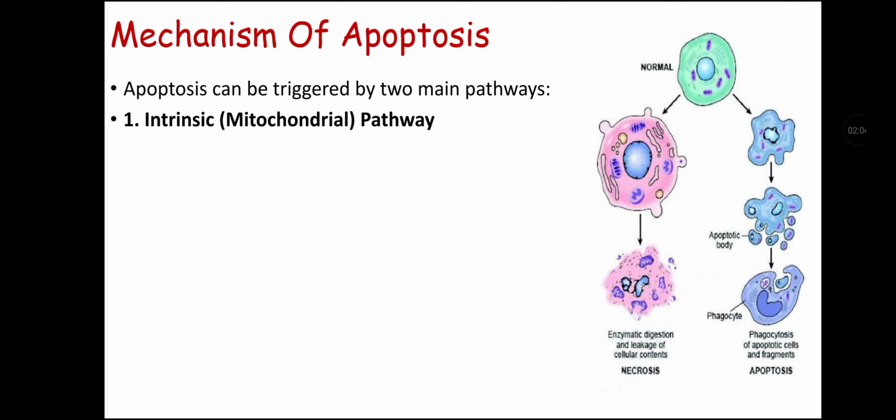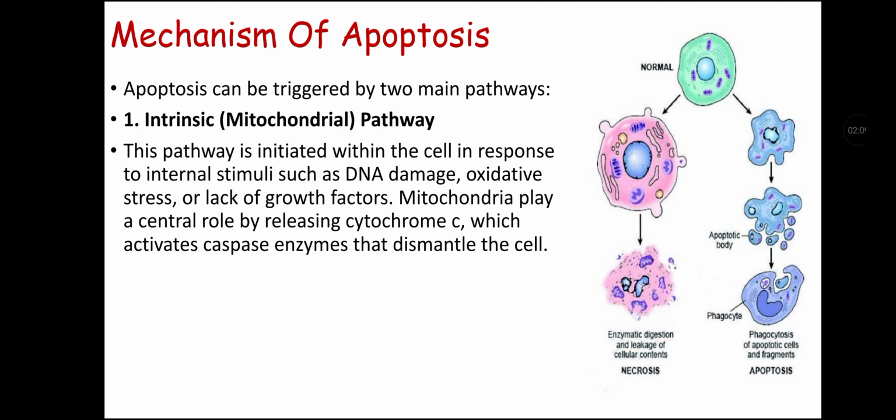First pathway is the intrinsic pathway, also called the mitochondrial pathway. This pathway is initiated within the cell in response to internal stimuli such as DNA damage, oxidative stress, and lack of growth factors. Mitochondria play a central role in this by releasing cytochrome C, which activates caspase enzymes that dismantle the cell.